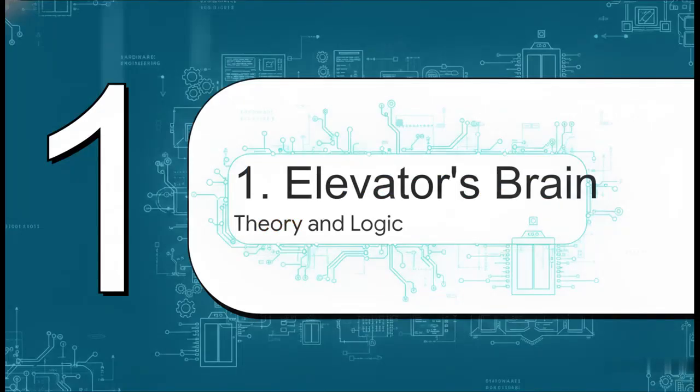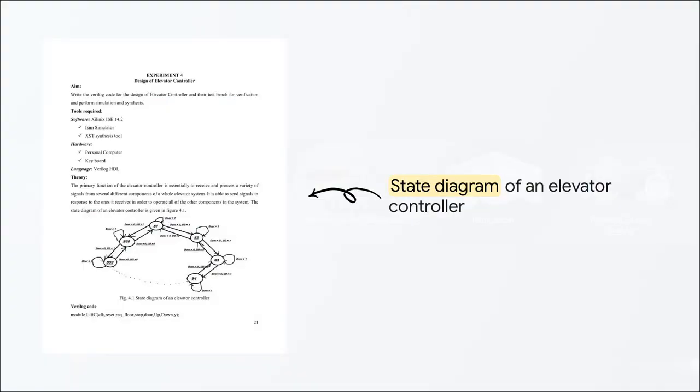Step 1. The elevator's brain. Understanding the theory and logic. Before we can write a single line of code, we need to completely understand how our elevator thinks. We do this by mapping out a state diagram showing all the possible states the elevator can be in. Think of these as different circles, like S1, S2, and S3. The machine transitions between floors based entirely on specific signal conditions, mainly whether the door status is a 0 or a 1 and which direction the motor needs to go.